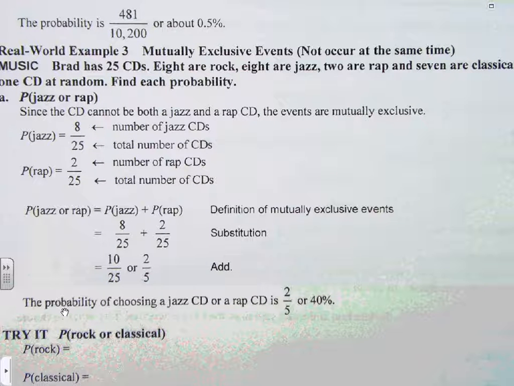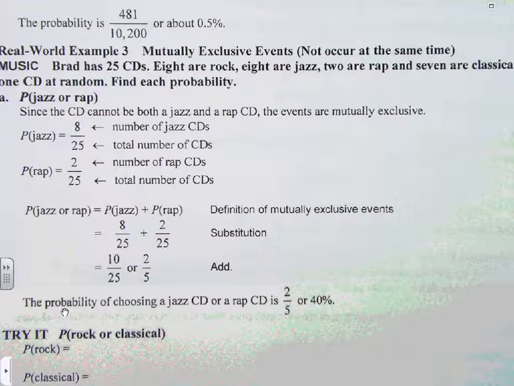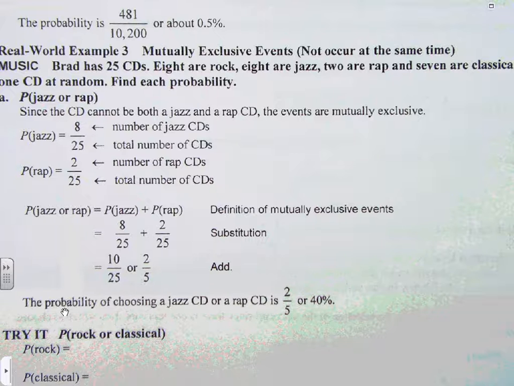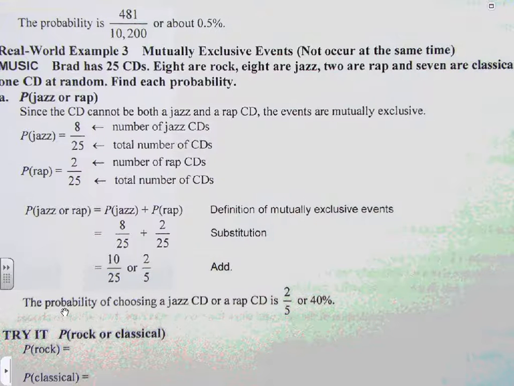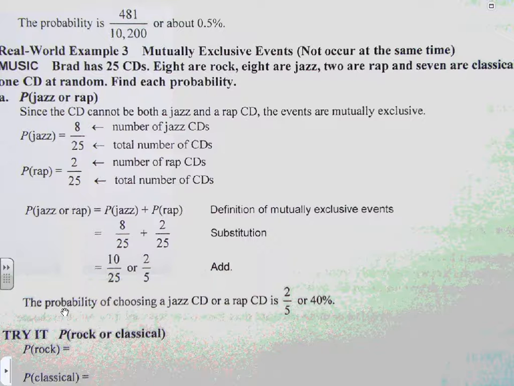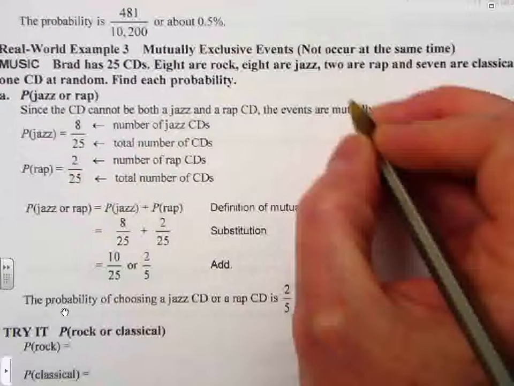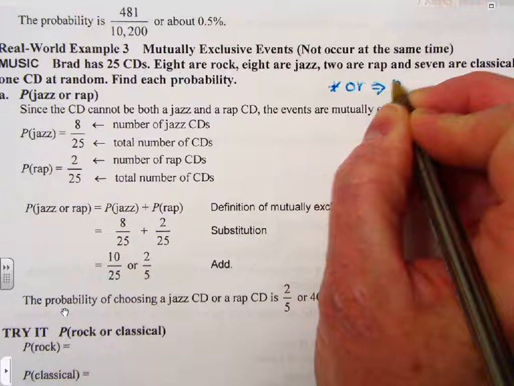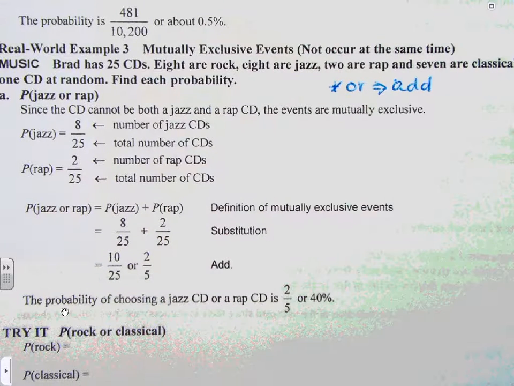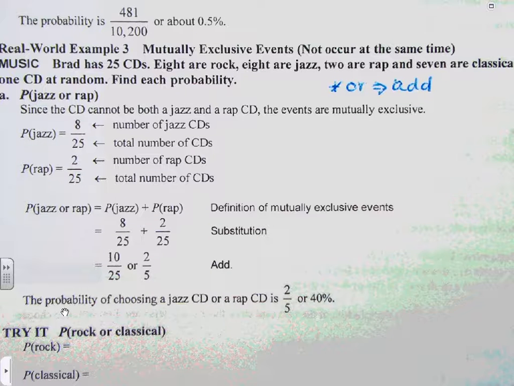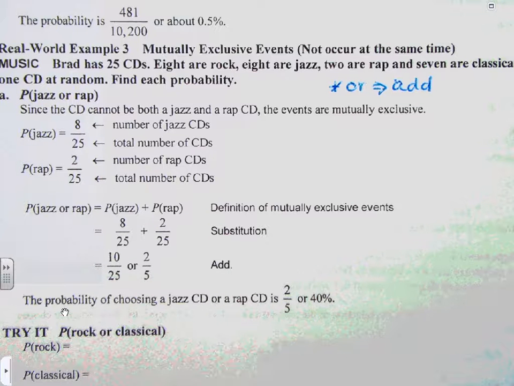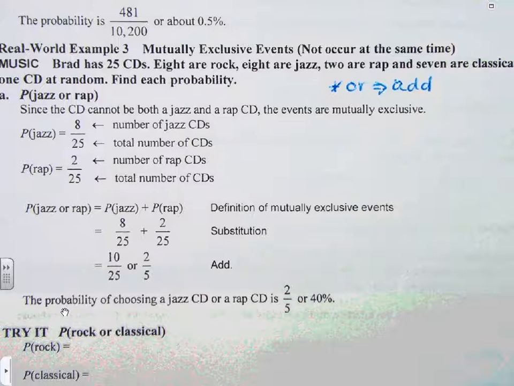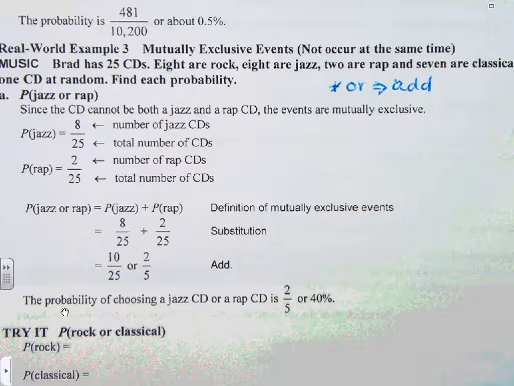The others were the word and we multiplied. This is an or. We'll actually add. I know, I wish it was the other way around. It'd be easier to remember. So or means to add. So maybe we want to put a little note up there. Or means to add. All right. So we're going to find the probability of the jazz by itself and the probability of the rap by itself. Then we'll add those 2 probabilities together. This one's not multiplying. Okay.